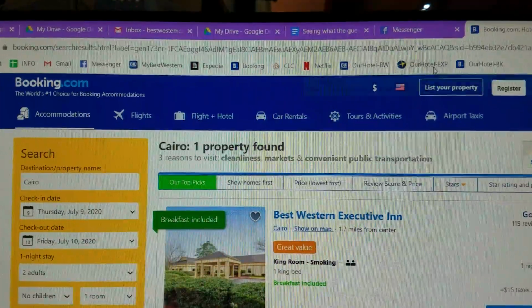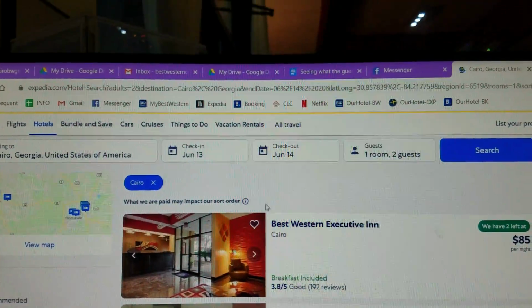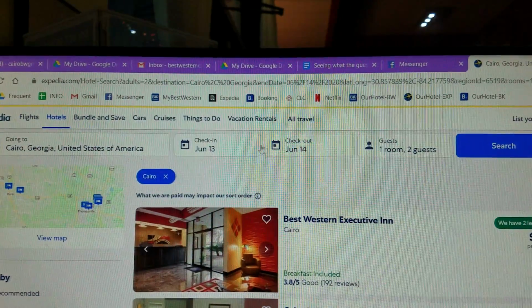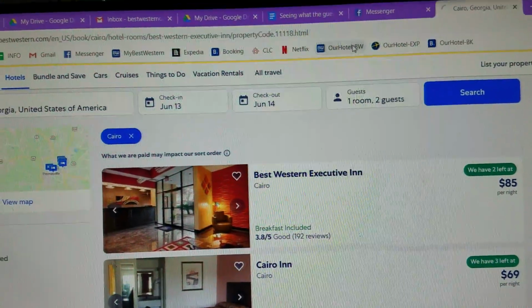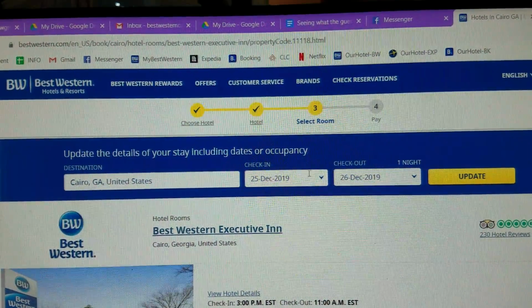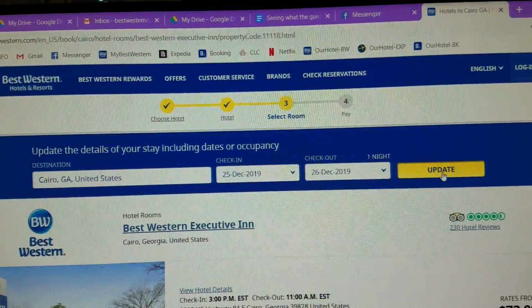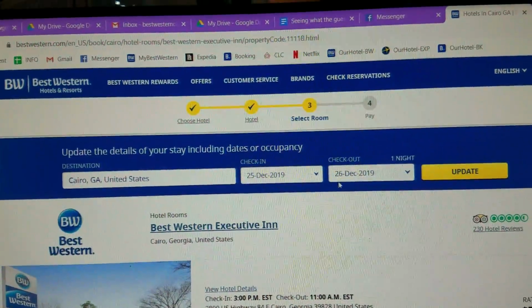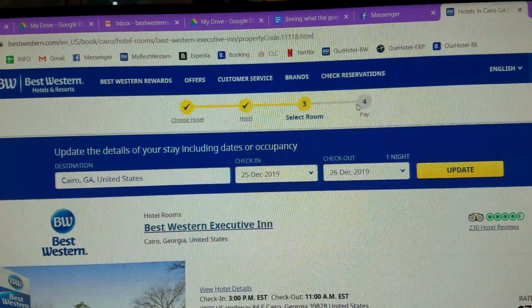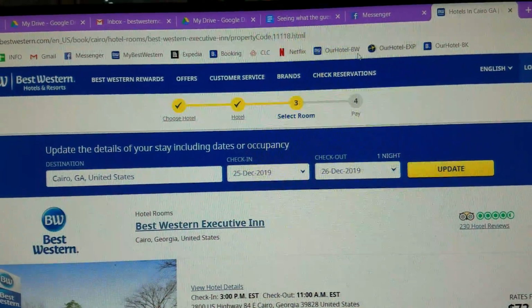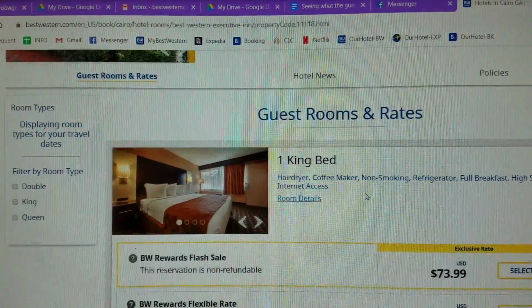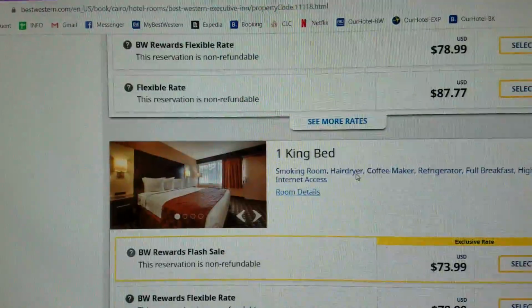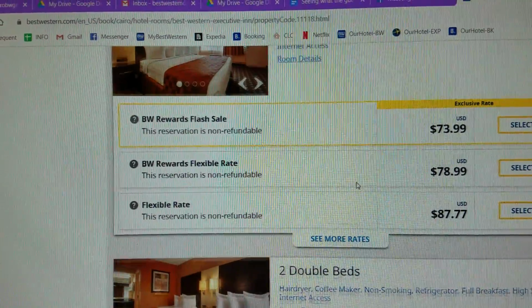Now Expedia is similar. They're at the top. Check in, check out, and then click search. And then bestwestern.com, arrival date, departure date, and then click update. All right, so go to the right one of these three tabs, put in the right dates, and click search, and then you'll see our hotel. For example, on Best Western, you'll see all the different room types that are available and different rates and stuff.